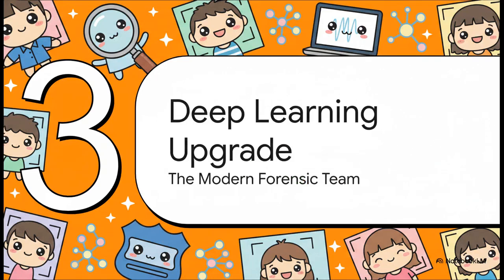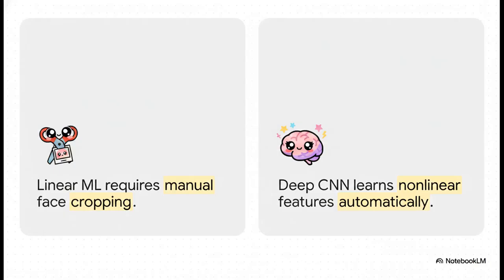Which brings us to Section 3, the Deep Learning Upgrade. Basically, our modern forensic team. The contrast here is just night and day. Traditional machine learning, like PCA and LDA, is completely limited by linear dimensionality reduction. Plus, it requires tedious manual face cropping just to even function. Deep learning, on the other hand, specifically convolutional neural networks, or CNNs, automates this whole process. It bypasses the manual labor to learn complex, nonlinear features entirely on its own.